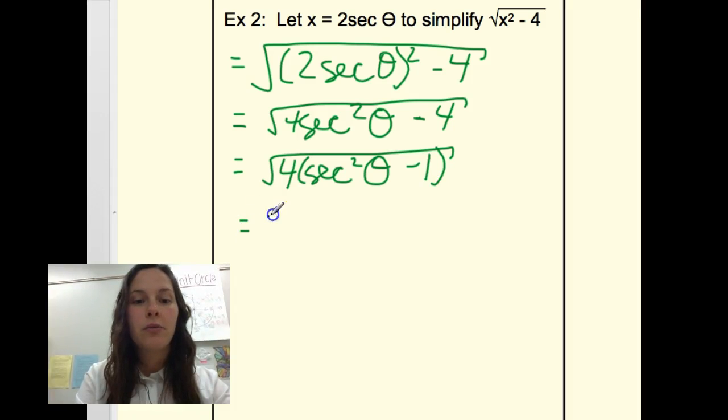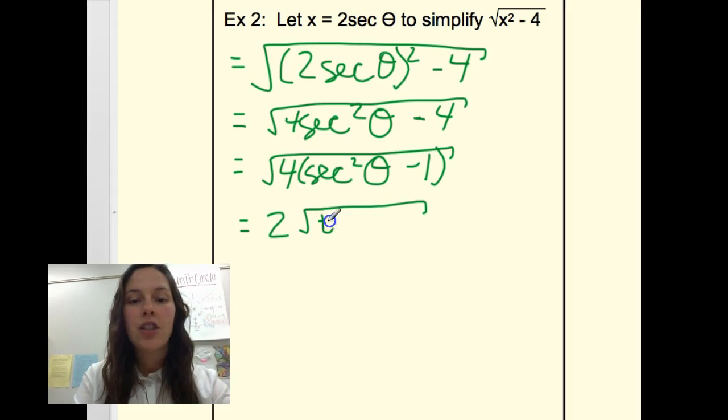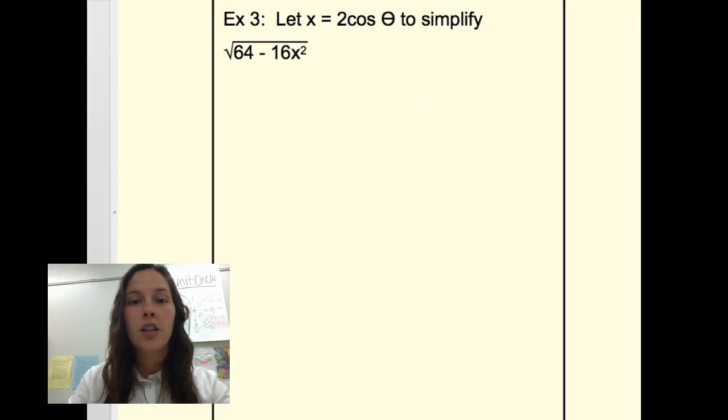Taking the square root of 4, that leaves us with tangent squared. Remember, that's that same Pythagorean identity. Tangent squared equals secant squared minus 1. So when we take the square root of tangent squared, we get tangent. Let's take a look at one more.